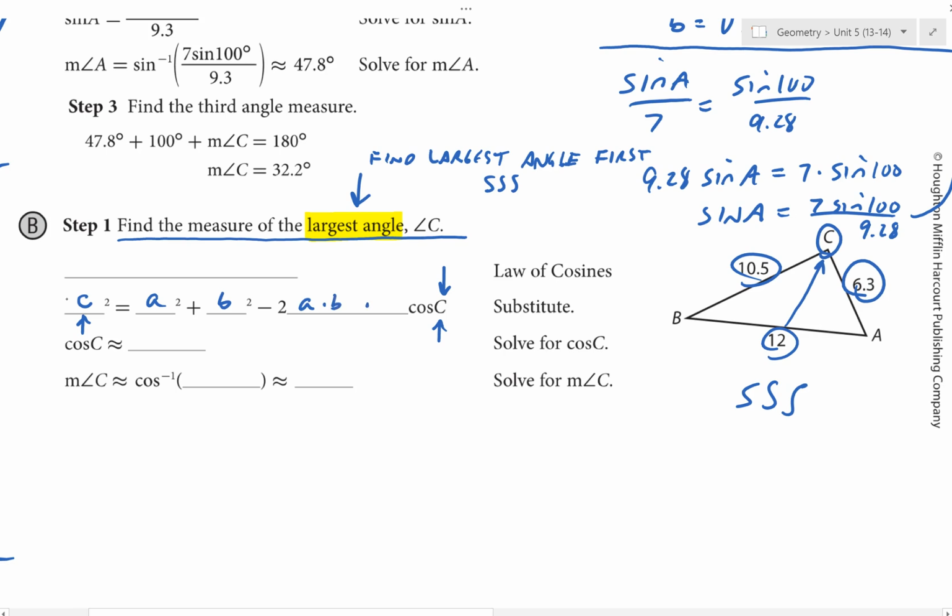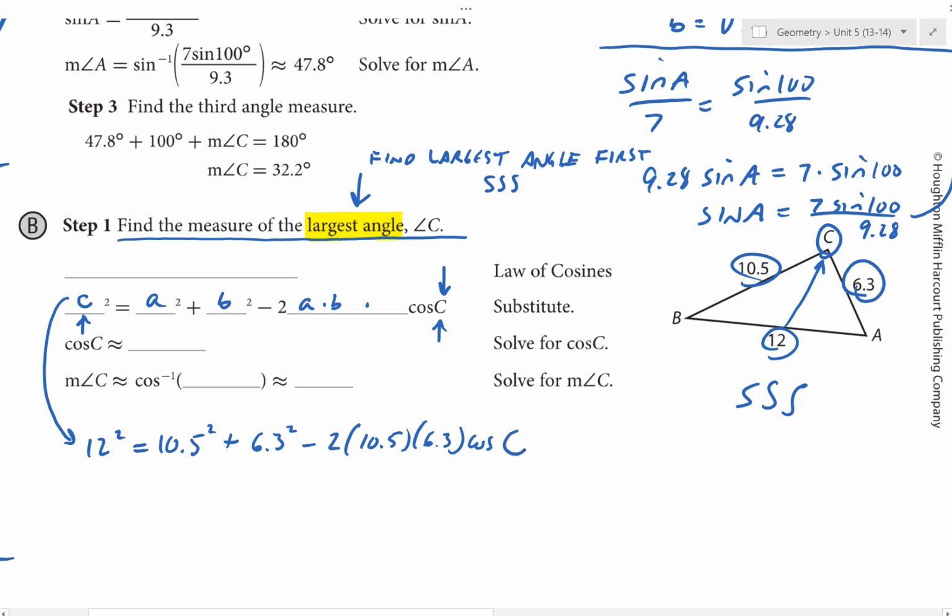And so if we fill in the numbers for that, c squared is 12 squared equals a squared plus b squared minus 2 times a times b times the cosine of angle C.